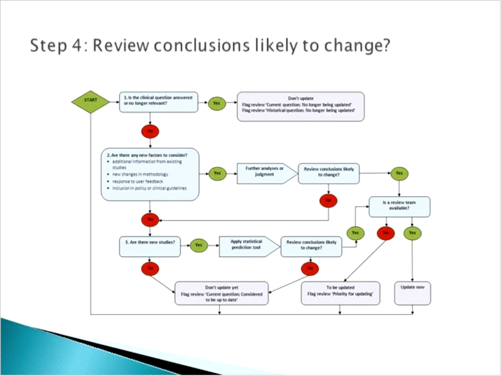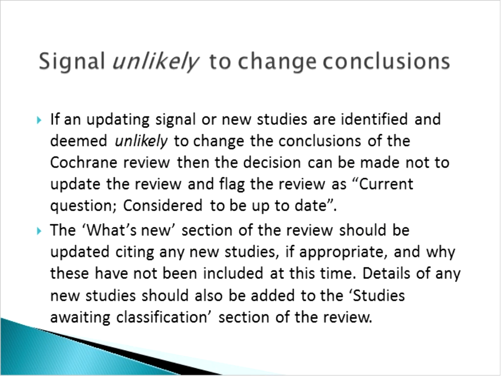So the final step is taking all of this information that we've just talked about, the new studies and any other factors, and whether or not it's likely to change the conclusions of the review, and deciding what we're likely to do. So if an updating signal, one of those triggers, or new studies are identified, and it's deemed unlikely to change the conclusions of the review, then the decision can be made not to update the review and it should be flagged as currently considered to be up to date. Then we're suggesting the What's New section of the review should be updated, citing any of these new studies if appropriate and why they've not been included. And you could also add any details of these new studies to the studies awaiting classification.